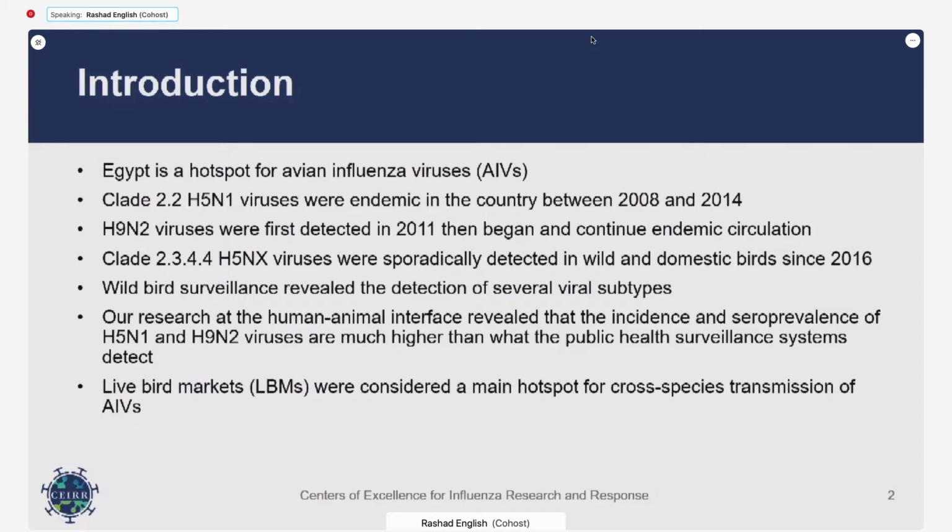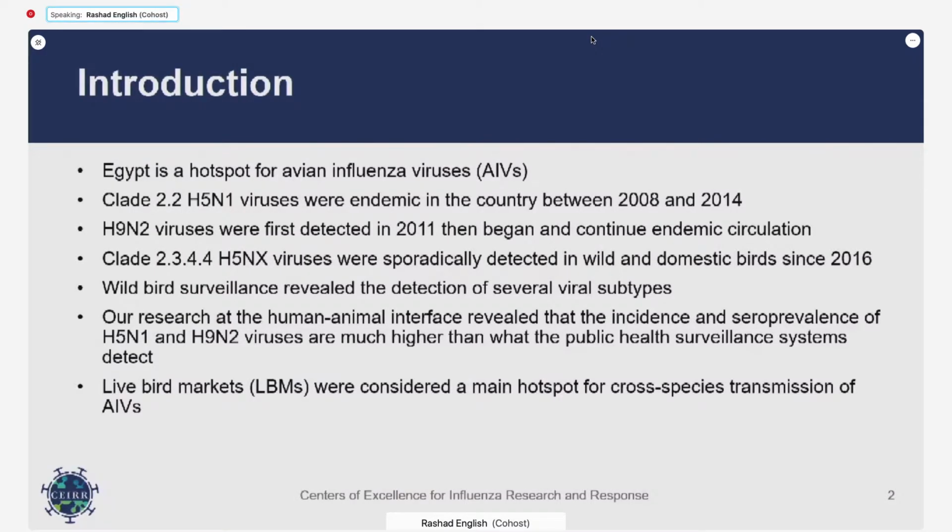But we had a period when three viruses were co-circulating: H5N1, H5N8, and H9N2. Eventually, we believe that the H9N2 and the H5N8 pushed the clade 2.2 viruses out, and we haven't been seeing them since 2016 or 2017.